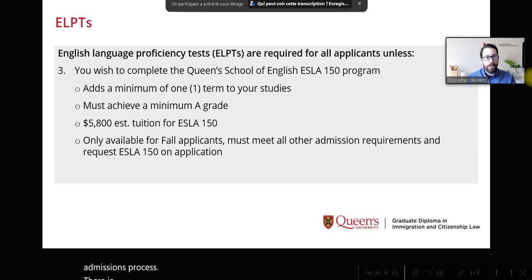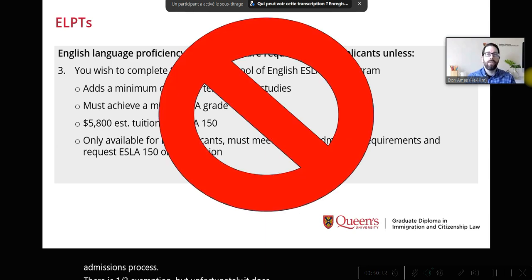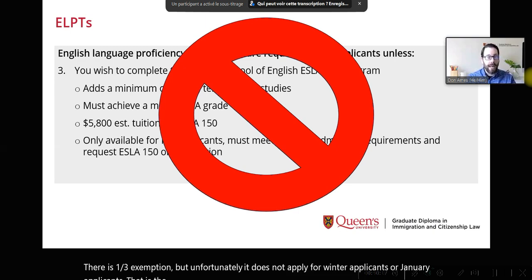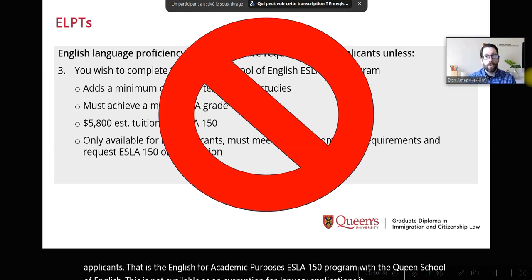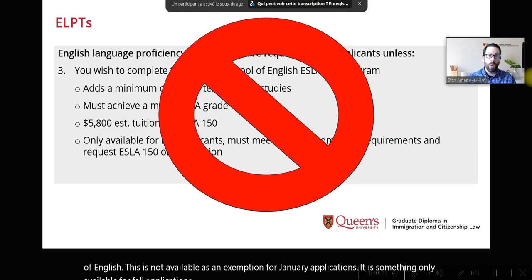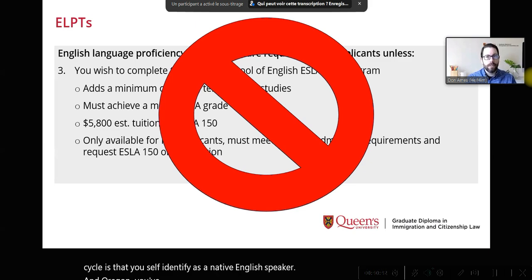There is a third exemption, but unfortunately, it does not apply for winter applicants or January applicants. That is the English for Academic Purposes ESLA 150 program with the Queens School of English. This is not available as an exemption for January applications. It is something only available for fall applications. So the only exemptions applicable for the upcoming admission cycle are that you self-identify as a native English speaker, or you've attended 12 months of university study full-time in English within 12 months of your application.